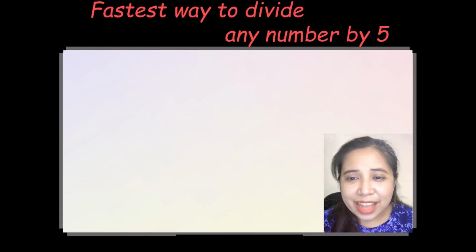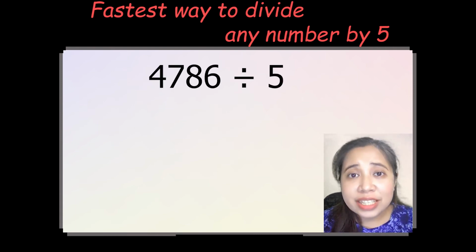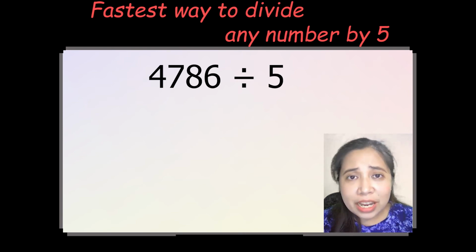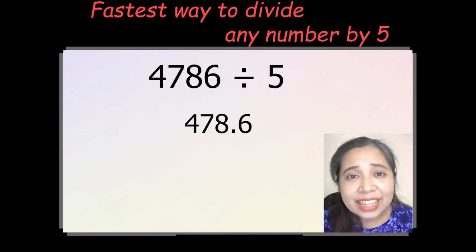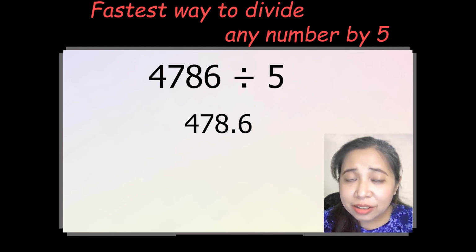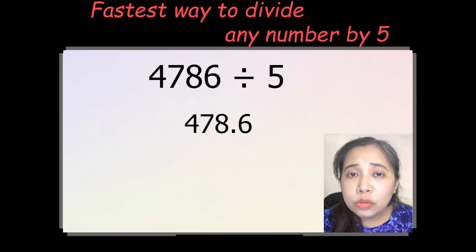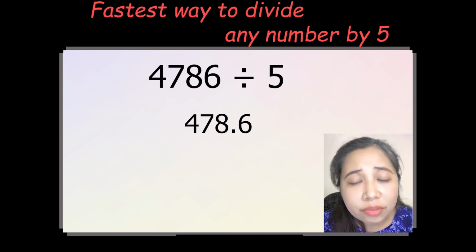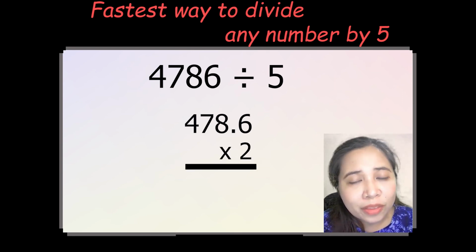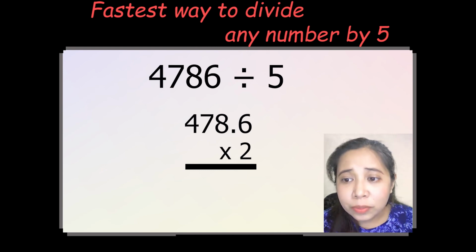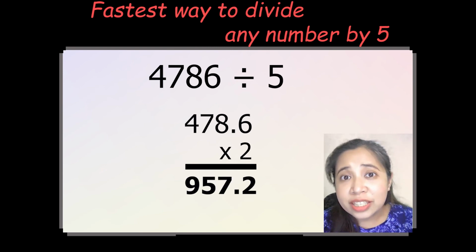Okay, next example. 4,786 divided by 5. Bale, yung number magiging 478.6 dahil dinivide natin siya sa 10 and minove natin yung decimal by 1 place to the left. Then, yung 478.6, i-multiply lang natin sa 2. And the answer will be 957.2.